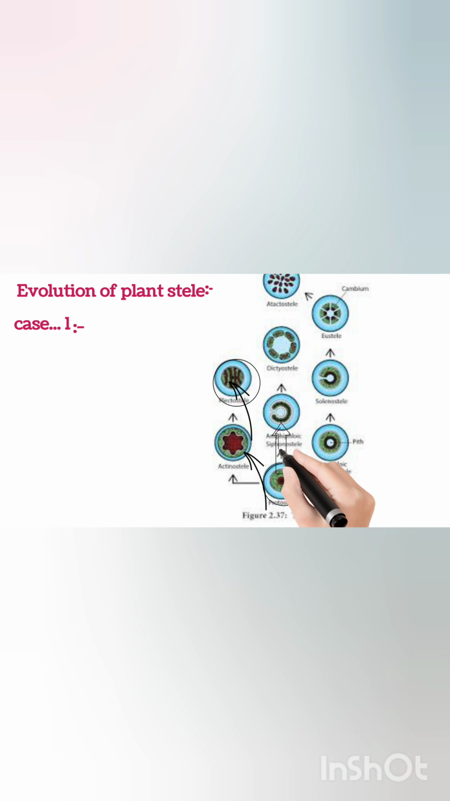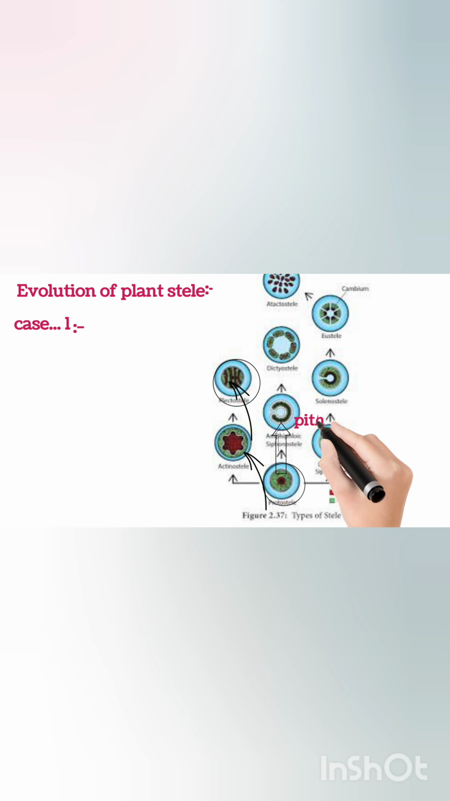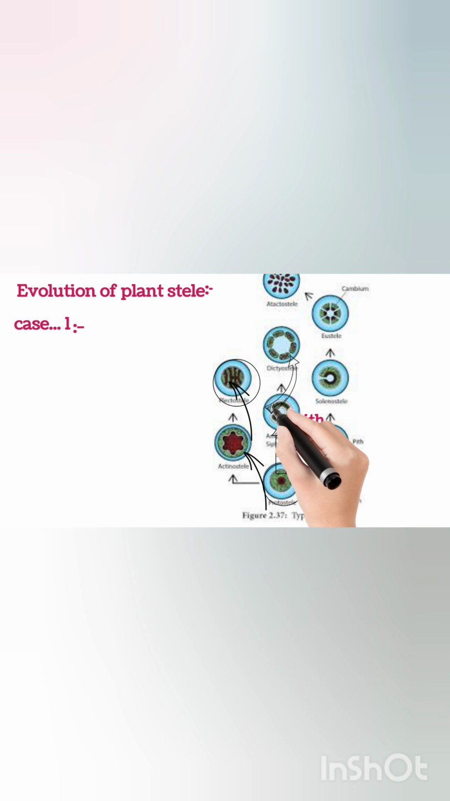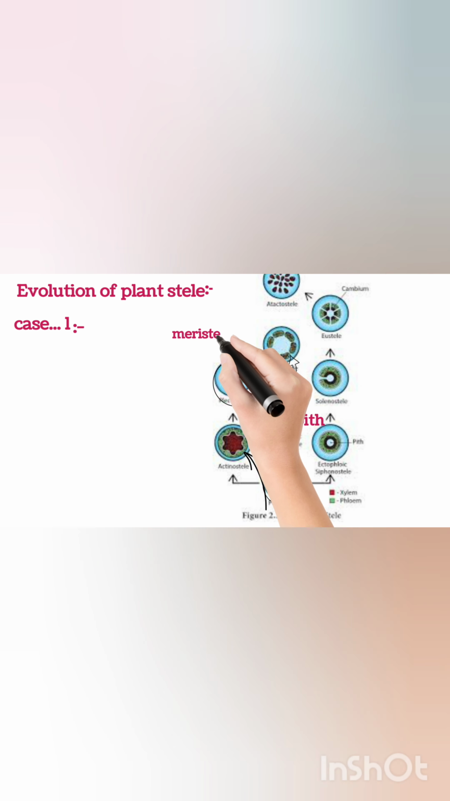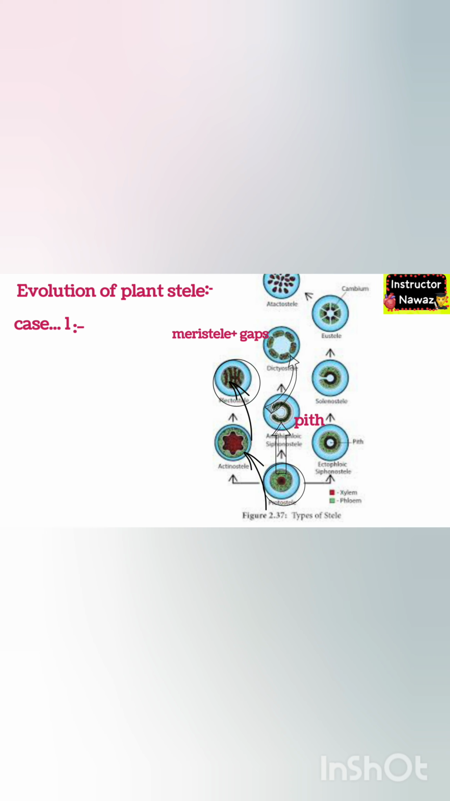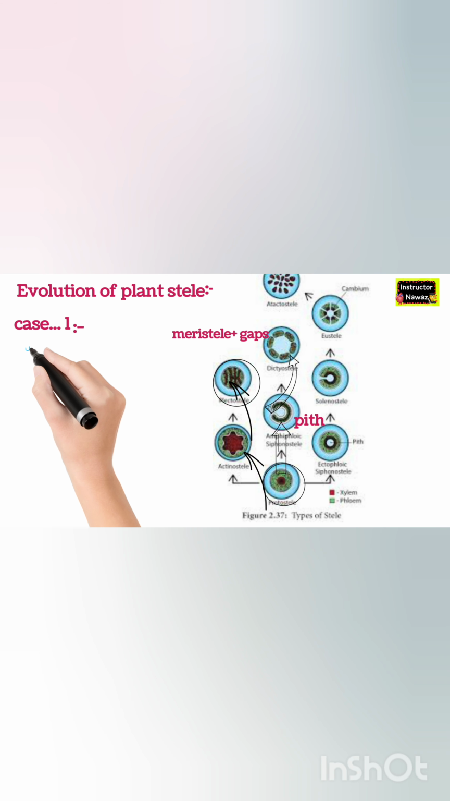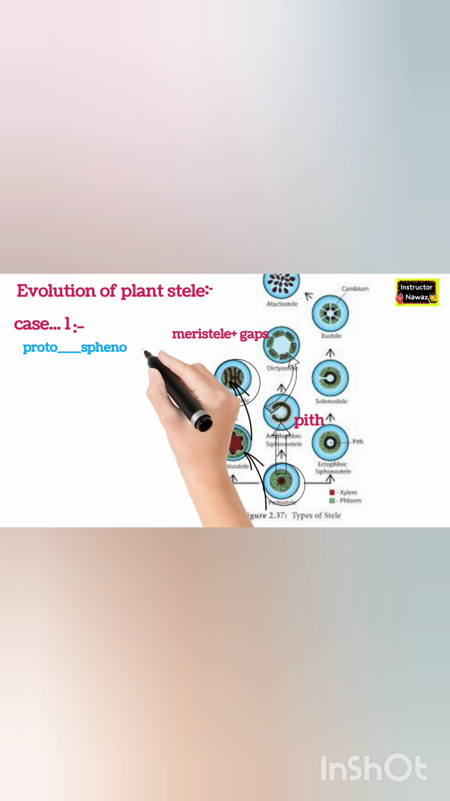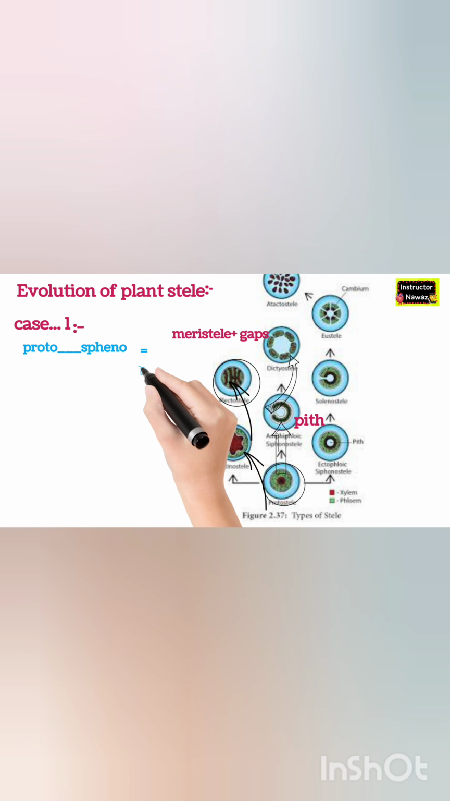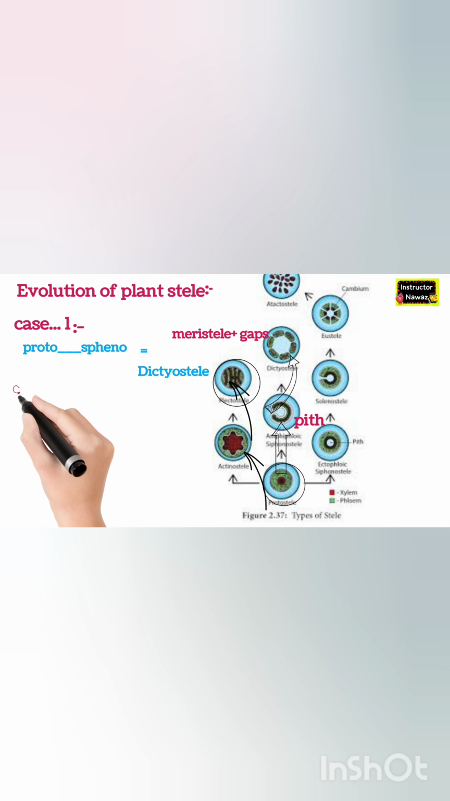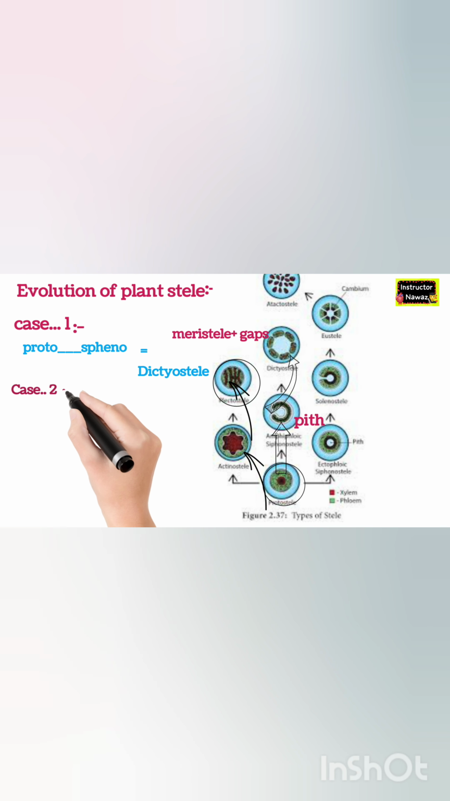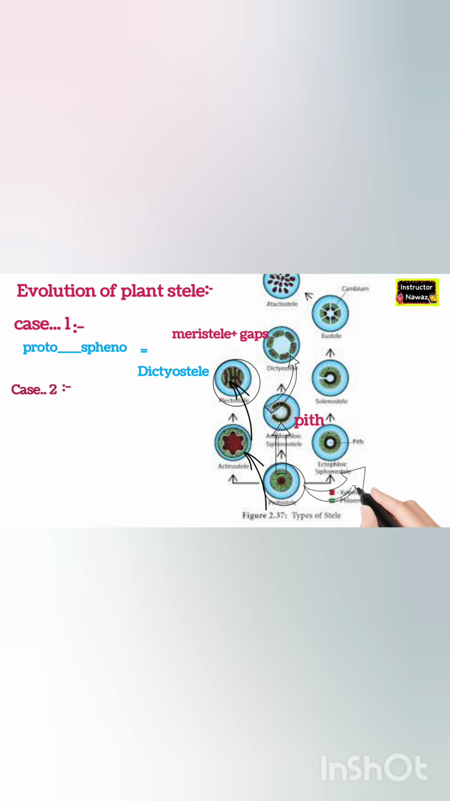Let me show you case number one. Protostele gives rise to siphonostele, in which pith is formed, which gives rise to dictyostele. Dictyostele shows one more change, the presence of meristeles plus gaps. Right? So this is case 1, line 1 of evolution, in which protostele gives siphonostele, then gives rise to dictyostele.